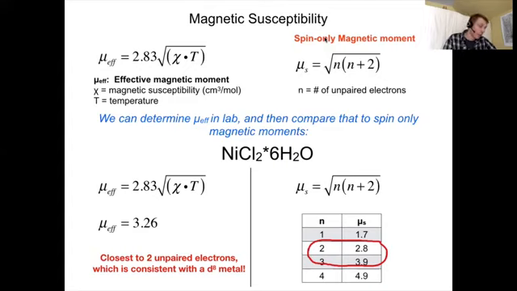So again, what we've done in this video, hopefully, is you understand how to take the data you gathered from lab of the magnetic susceptibility of the 2 compounds that you studied and use that to determine how many unpaired electrons are present in each of those complexes.